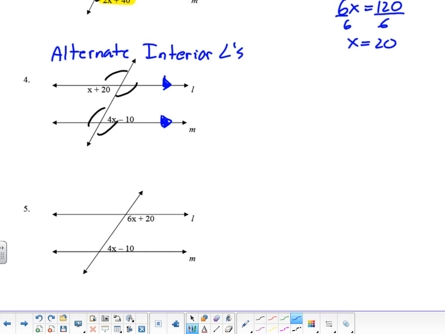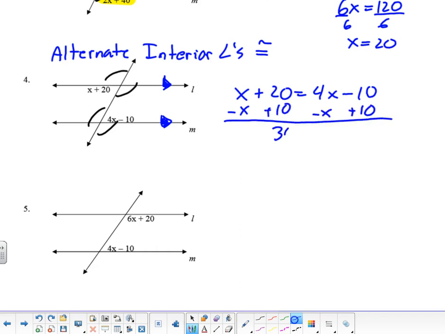So alternate interior angles, if they're congruent when they're parallel, so x plus 20 equals 4x minus 10. Okay, so let's subtract x, let's add 10. 30 equals 3x, let's divide by 3 and get 10. Okay.